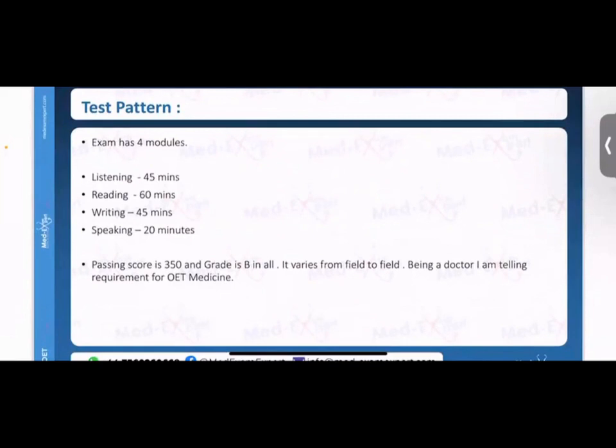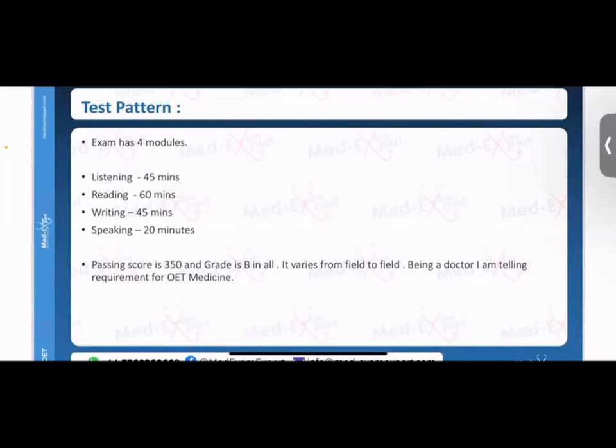So now we will talk about the test pattern. As per the pattern, the exam has 4 modules, and the first of the 4 modules is listening. Then comes reading, then writing, and then speaking. For the listening, the test starts at 9 a.m. in the morning, and you will be given 45 minutes for the listening subtest.